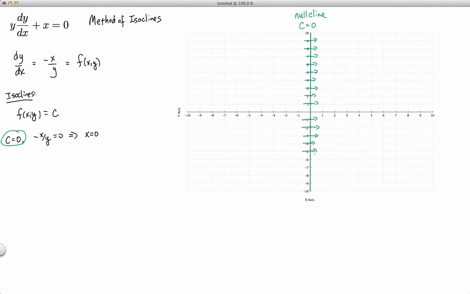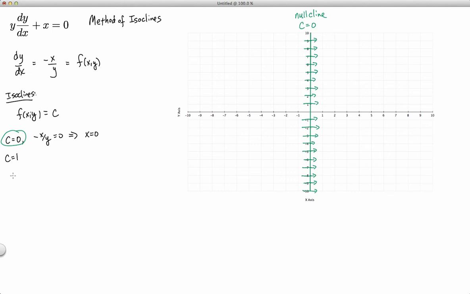Now the question is, do I know which direction the arrows are going to point? Because they could be pointing in either direction here. But we'll talk about that here in a second. So there's my isocline. I know things in the plane are neither increasing nor decreasing along this line. They have slope 0. All right, let's try another slope.